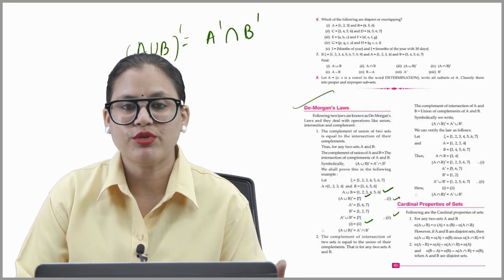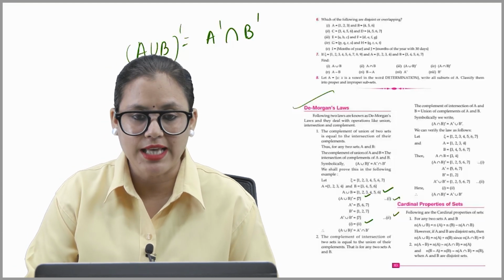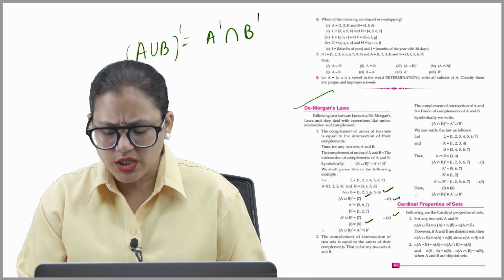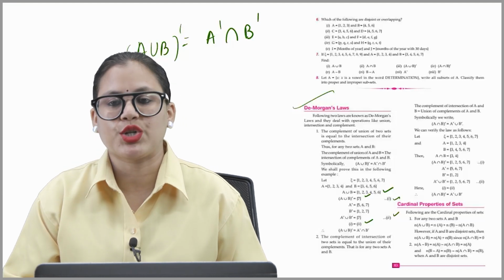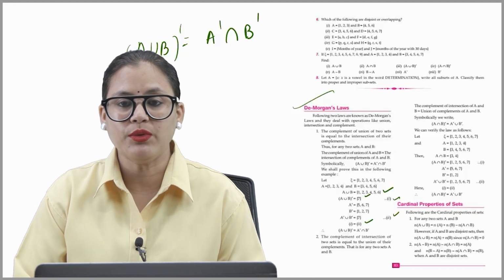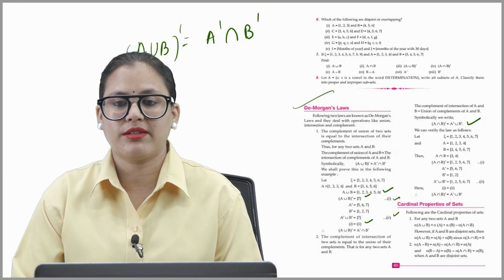Number 2, the complement of the intersection of two sets is equal to the union of their complements. That is, for any two sets A and B, the complement of the intersection of A and B is equal to the union of complements of A and B. So, symbolically we write like this. We can also verify it as follows.